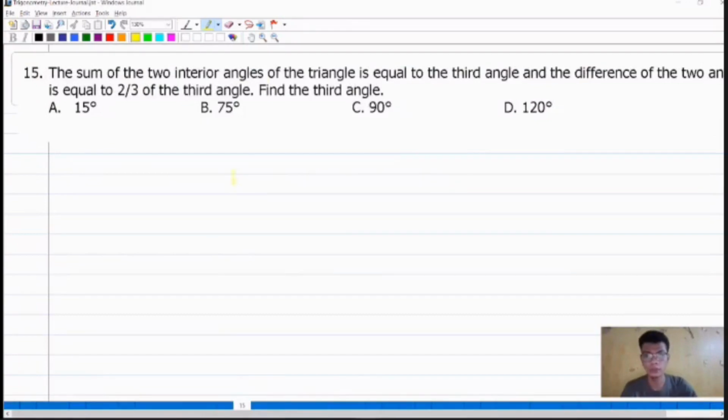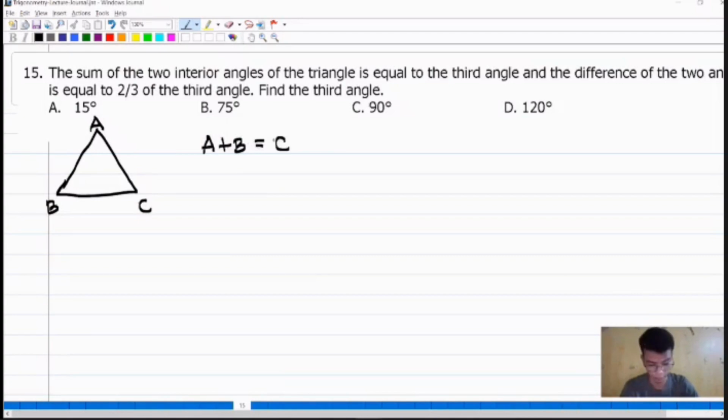The sum of two interior angles of a triangle is equal to the third angle. And the difference of the two angles is equal to two-thirds of the third angle. So find the third angle. Siguro para sa ating reference, let us denote the angles of the triangle as angle A, angle B, and then angle C. Sabi dito, the sum of two interior angles of the triangle, let's say na yung sum ni A plus B is equal to the third angle. Tama? That is equal to C.